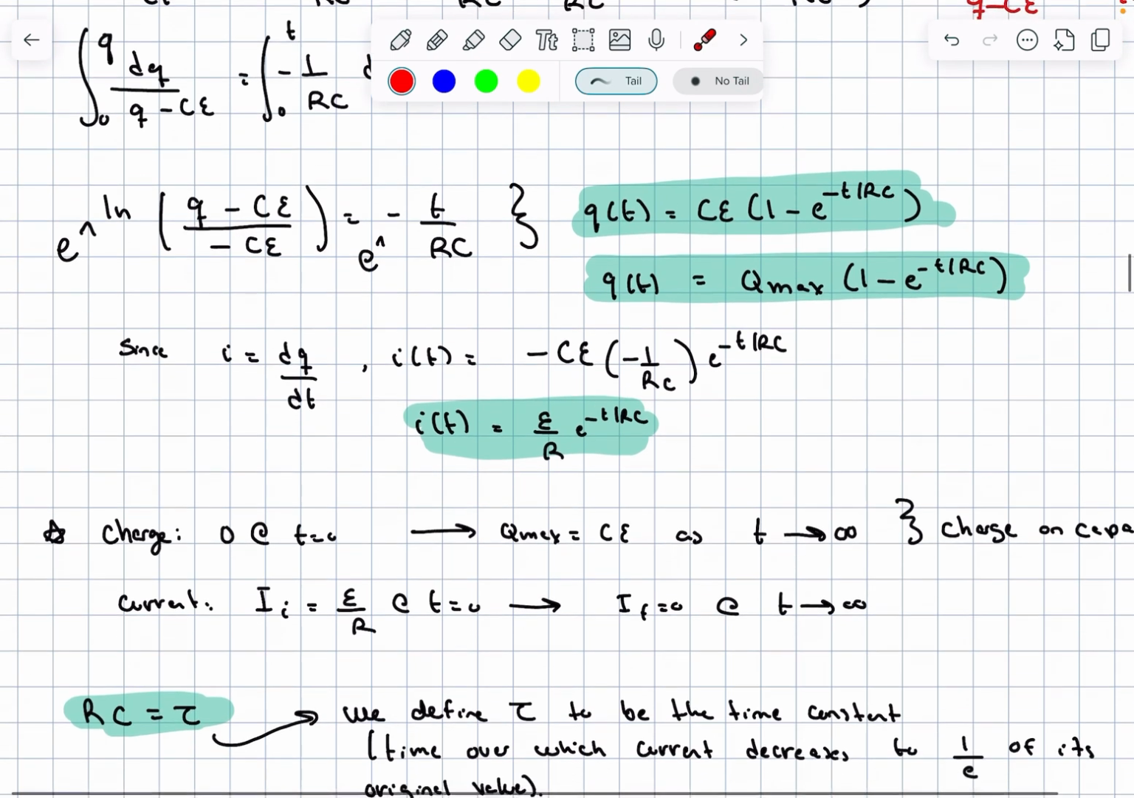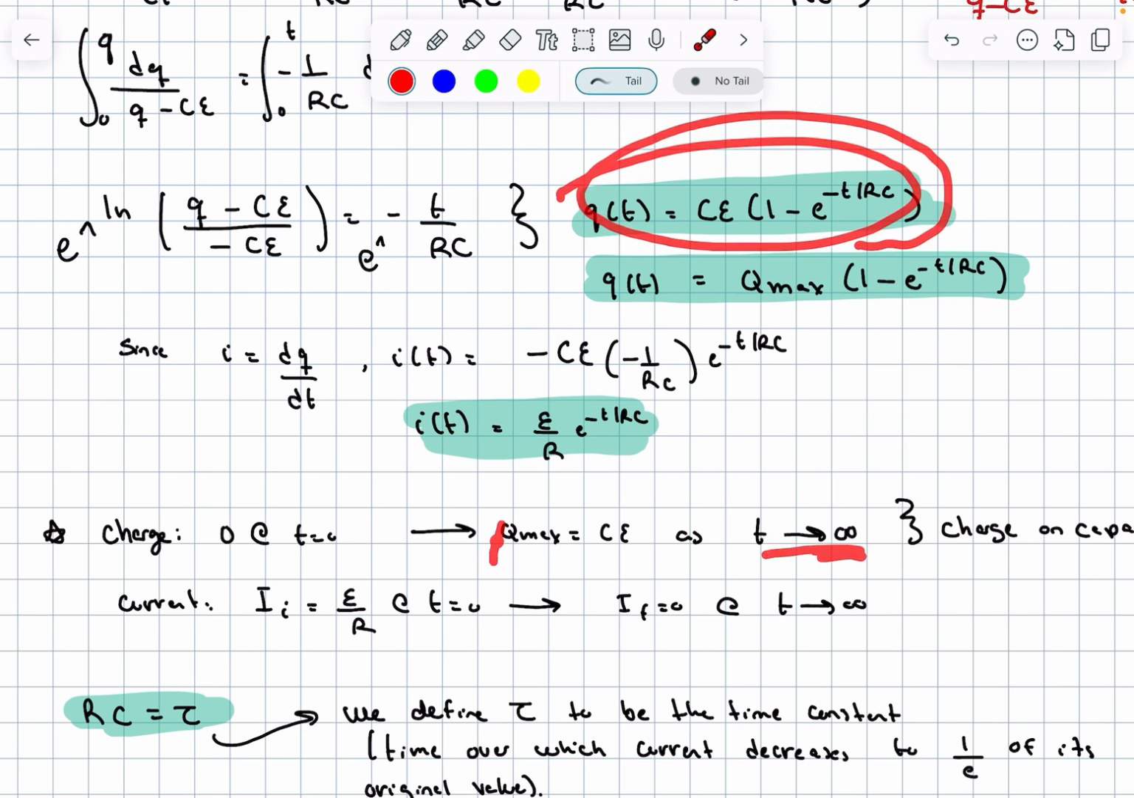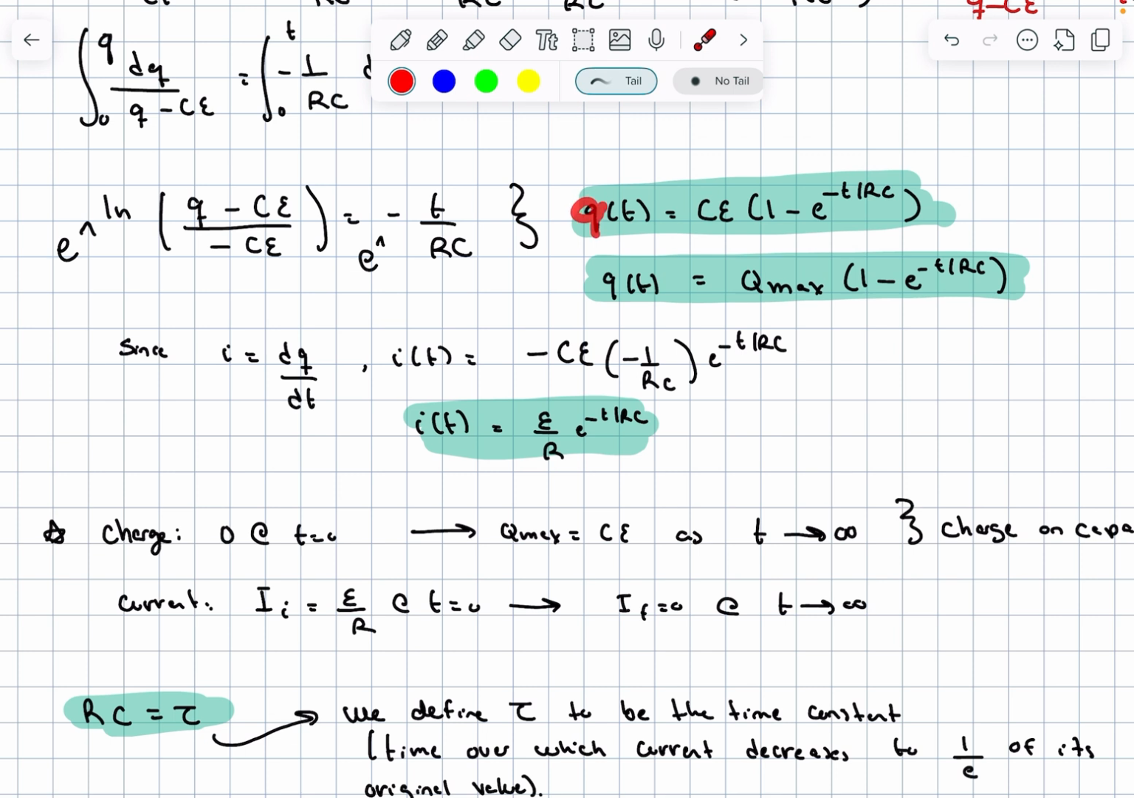Now remember that the charge starts off at 0 at time t equals 0, and it ends up with Q max equal to CE. That is actually what this equation is telling us here. It's saying that as t approaches infinity, Q max is CE. So essentially we get Q of t equal to Q max when time goes to infinity.